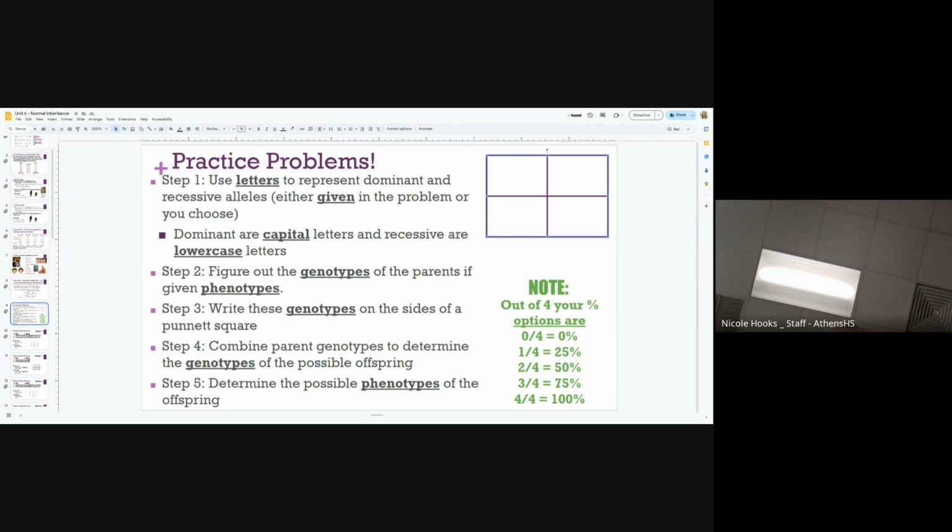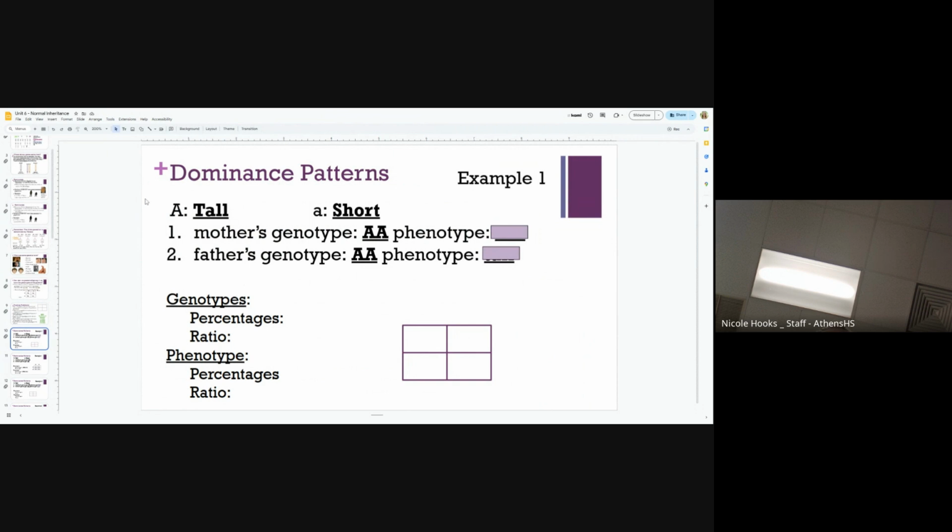So you're going to fill out the Punnett square so you can figure out what the genotypes are and then what the phenotypes are. And make sure you refer to this when figuring out the percentages, because there are 4 boxes, so it's going to be any number out of 4. All right, so the practice problems are on the next page, but I'm going to do them by your guys' notes. That way it will make sense.